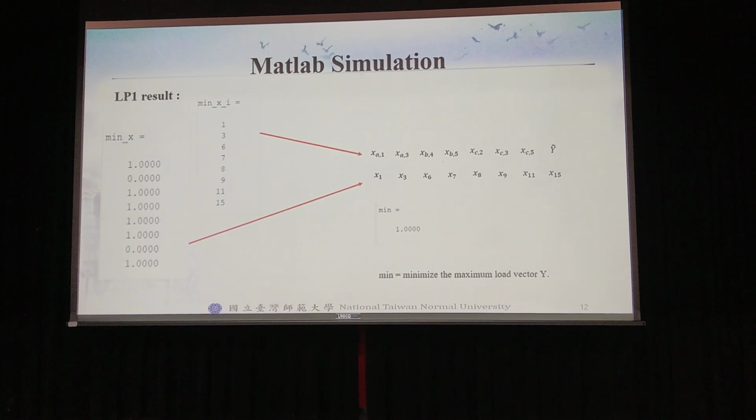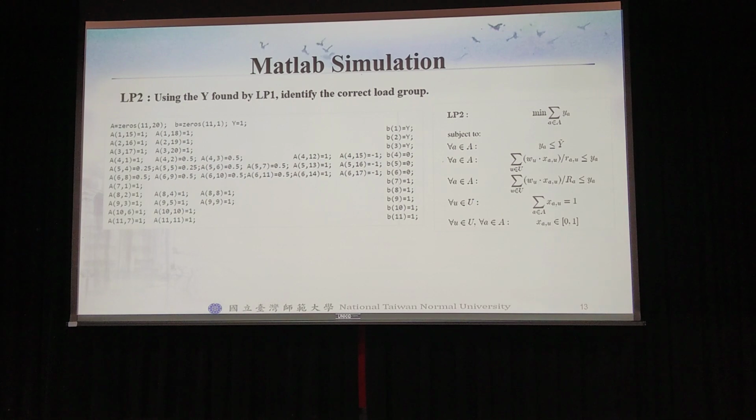Mini dash S dash I corresponds to the AP and user. Mini equals the minimum of the maximum load vector. We can use the Y to find the LPY, and make sure the correct load is found.